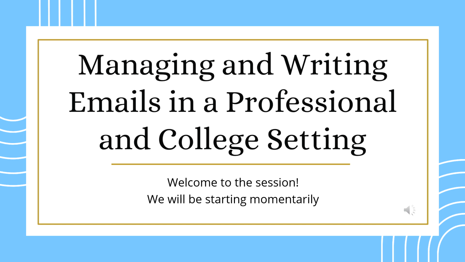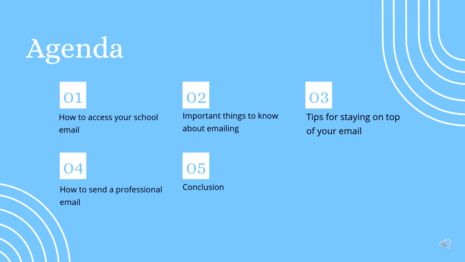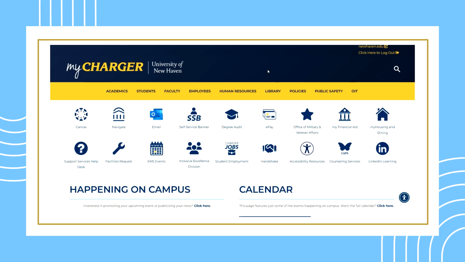We are going to be talking about how to manage and write emails in a professional and college setting. Today we will be going over 5 different sections. We are going to start by going over how to access your school email, emphasizing important things about emails, tips for staying on top of your email inbox, how to send a professional email, and then our final conclusion.